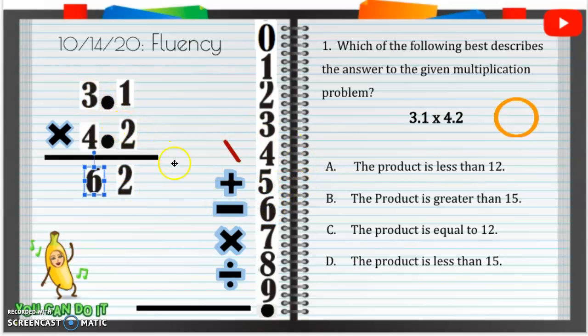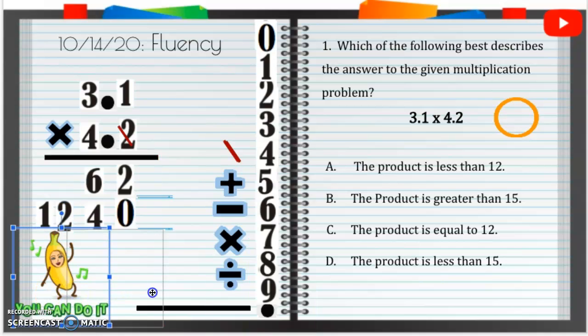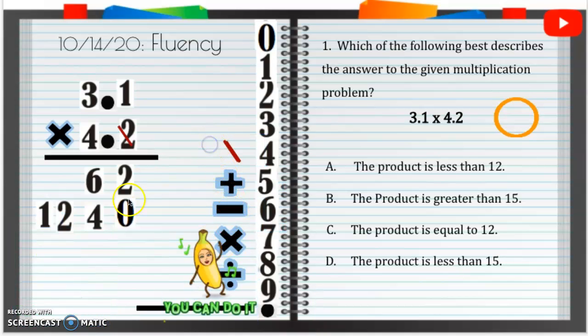Now, I'm done with this too, so I'm going to put a kind of slash on there because I know I'm done with that too. Now I need to move over a place value. When we move over a place value, we need to put our placeholder of 0. 4 times 1 is 4. 4 times 3, I know that's 12. 4, 8, 12, yeah. Now we have here, I'm going to move our little banana man over here. Okay, so now we have 1,240 down here, 62.